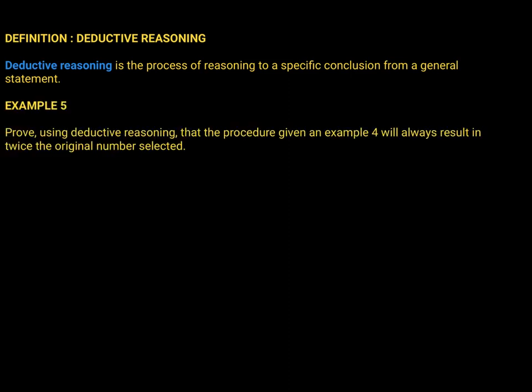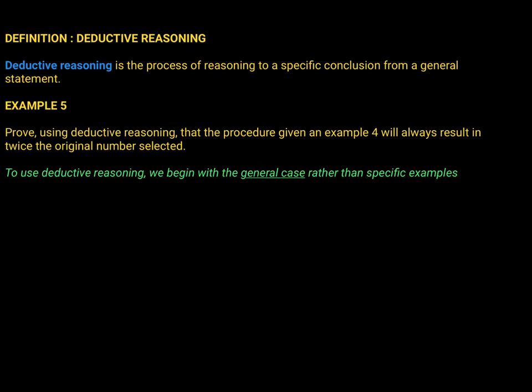okay, let's use deductive reasoning this time to prove that the procedure given in example 4, do you remember the previous example where we pick any number, we multiply that original number by 4, add 2, divide by 2, subtract 1, and then we said, after looking at specific examples, we said, oh, the final number, the outcome will always be twice the original number. We used inductive reasoning before. Now, let's prove that conjecture is true using deductive reasoning.